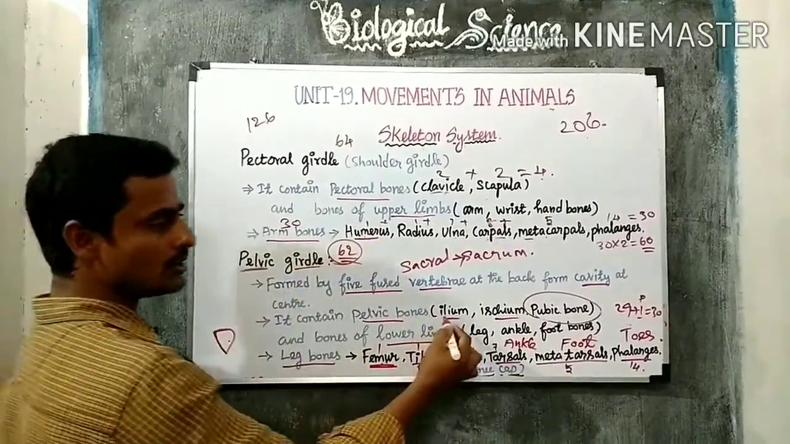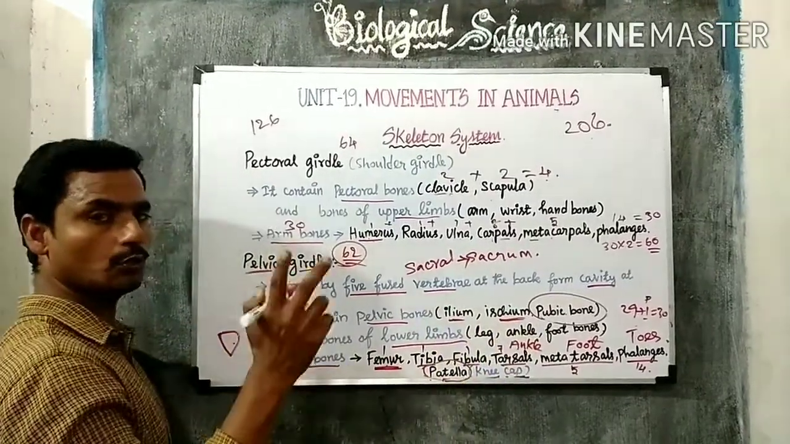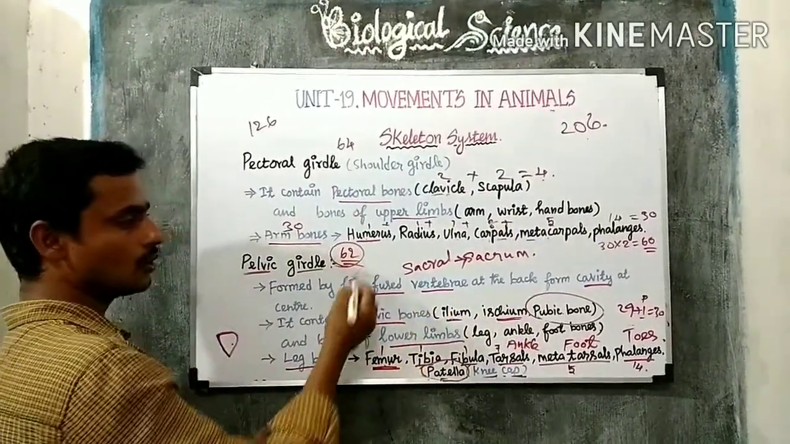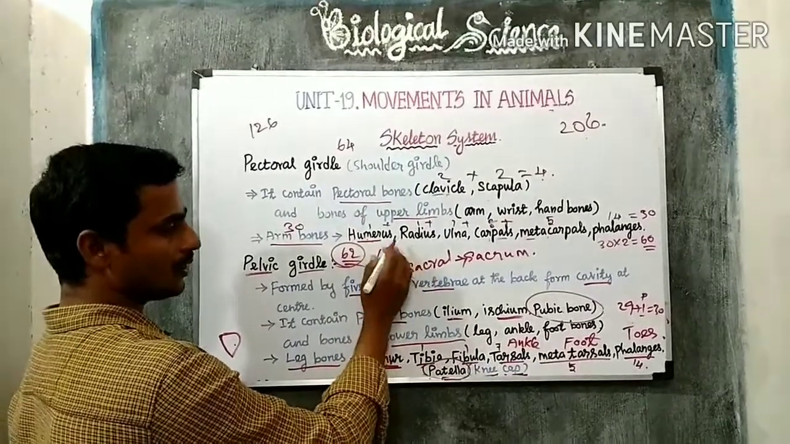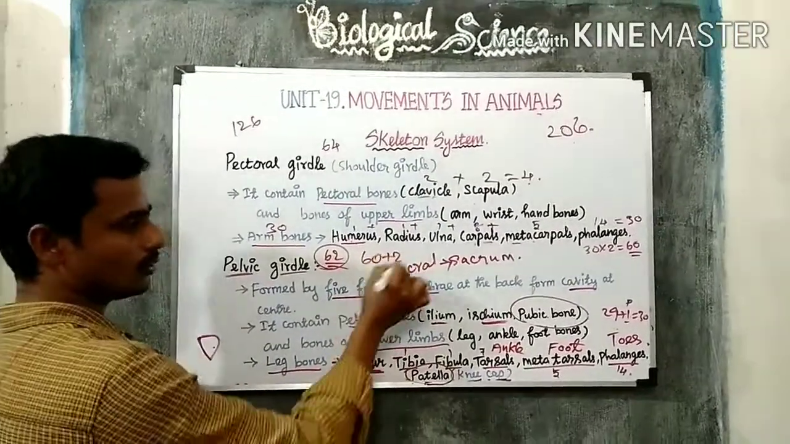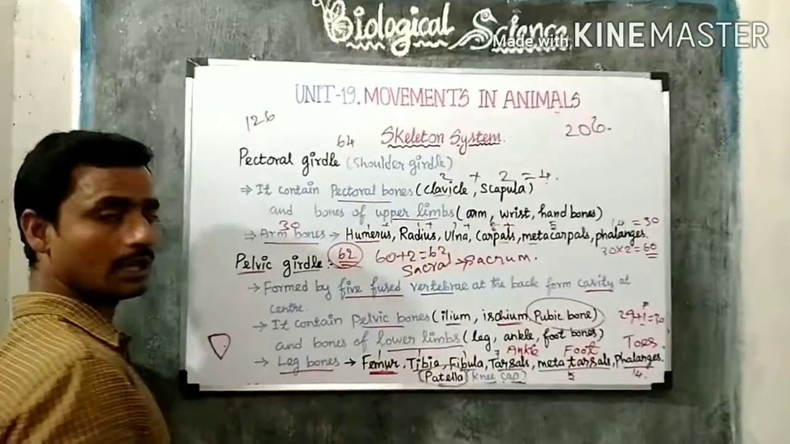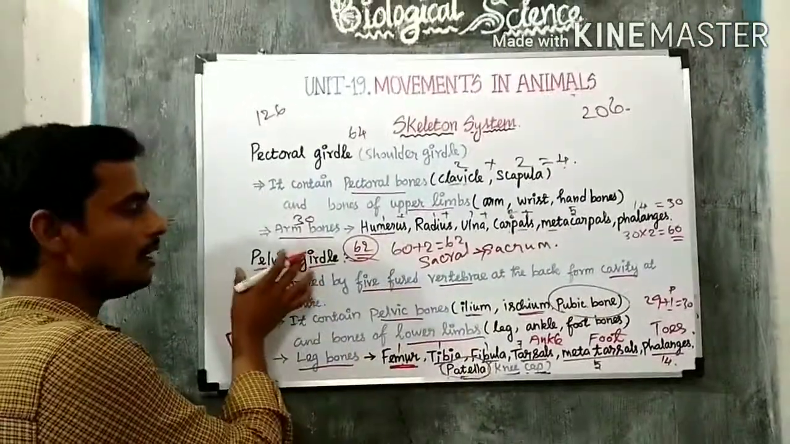The remaining two bones are ilium and ischium. So 60 plus 2, in total we have 62 bones in the pelvic girdle.